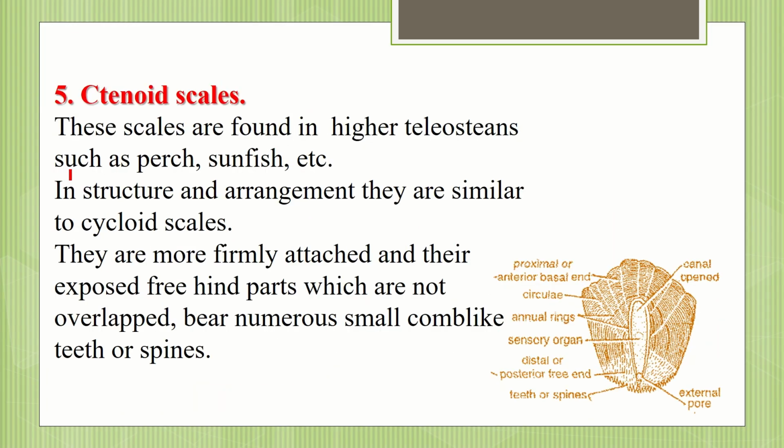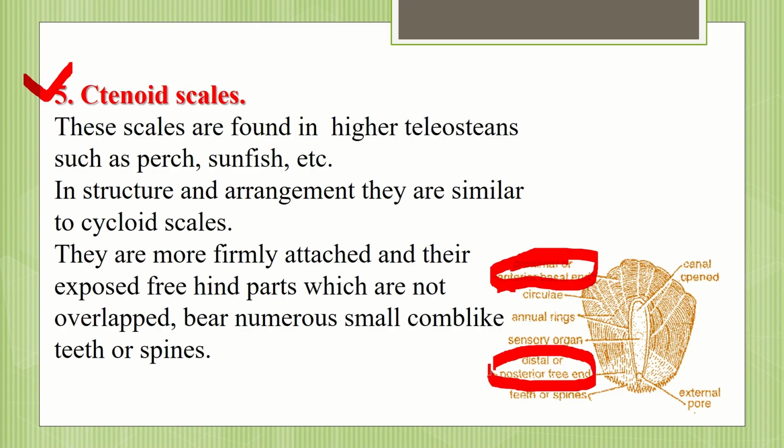Next, the fifth type of scale is called ctenoid scales. Ctenoid scales also have a proximal or anterior end and a posterior end. There are teeth or spines towards the posterior end, a comb-like structure. There are also annual rings found all over this type of scale, an external pore, and centrally an opened canal.